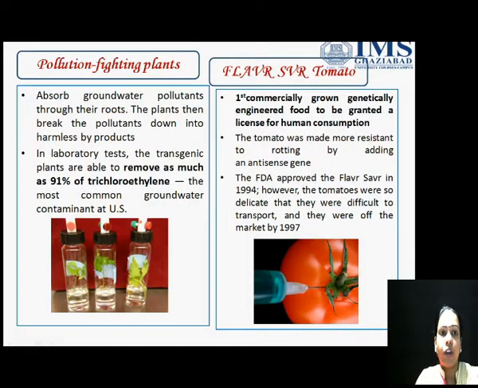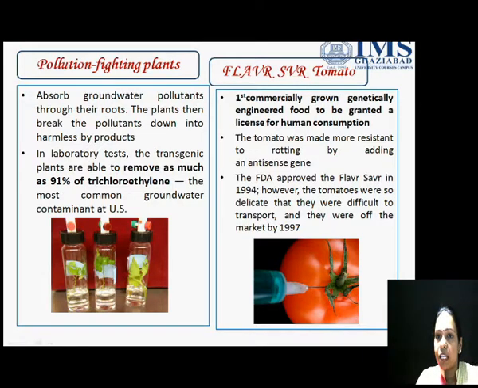Now, pollution fighting plants. In this method, we have produced genetically engineered plants that absorb different pollutants from the groundwater through their roots and break them down into harmless products. In lab tests, transgenic plants have removed 91% of trichloroethylene, which is the most common contaminant in groundwater in the USA.